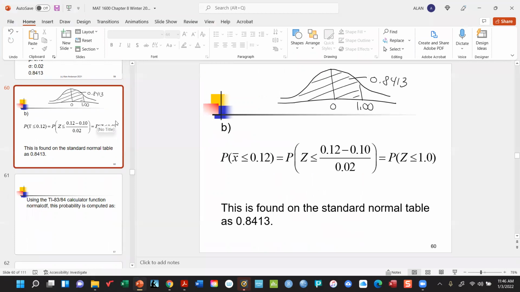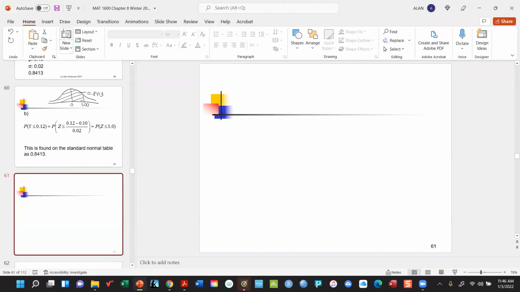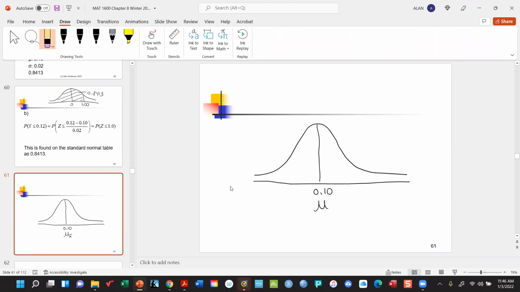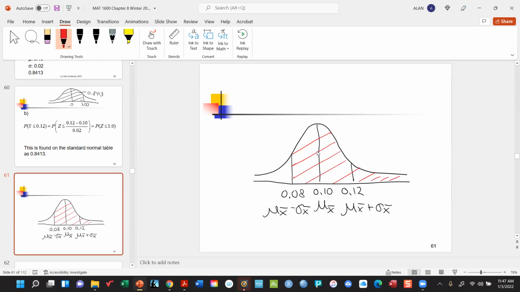And by the way, if you noticed, it's the same number, isn't it? And here's why. Let me just quickly draw a sketch of this thing. Remember, the mean is 10. Which is the mean. And then on either side of it, we have the mean plus one standard deviation, and down here we have 0.08. So in the first case, we're looking for everything above 8%. So let's do that in red, I guess. And then for the second one, we're looking for everything below 12. I guess we can call that green.